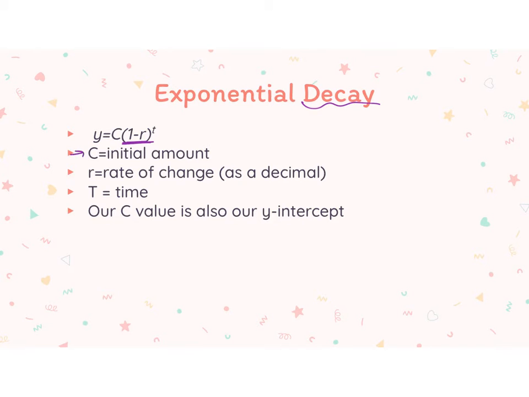C is the initial amount, R is the rate of change, and you have to write it as a decimal. T is our factor of time. The other thing is that the C value is also the y-intercept, and that is still true. So everything else stays the same, but this piece right here is 100% of whatever we're looking at minus the decay rate, or in other words, 1 minus R as a decimal.